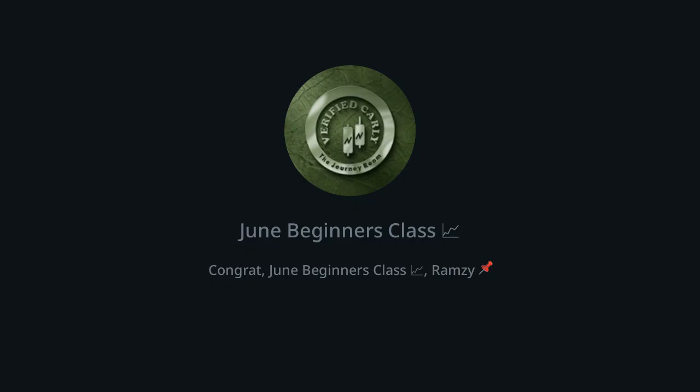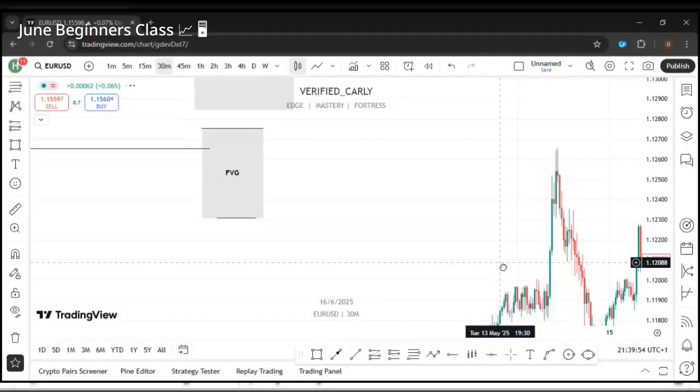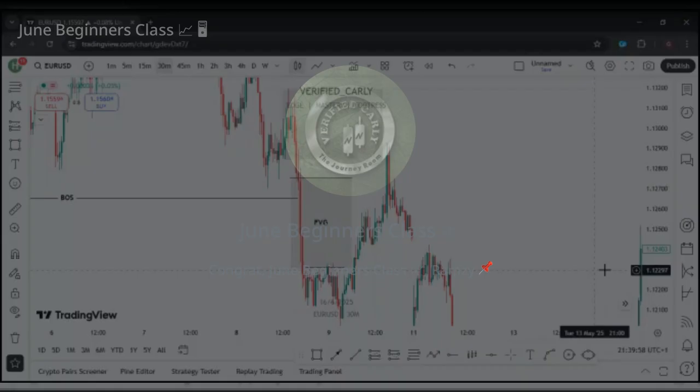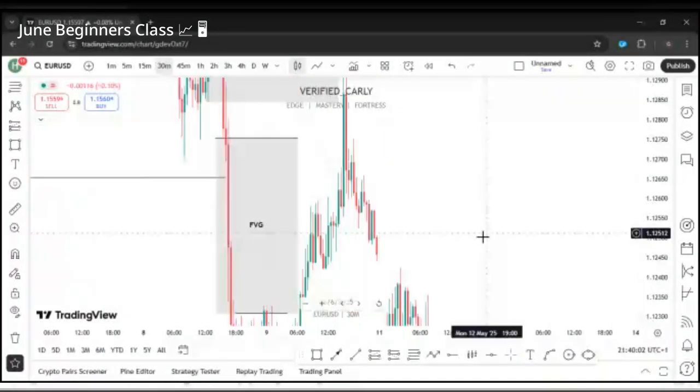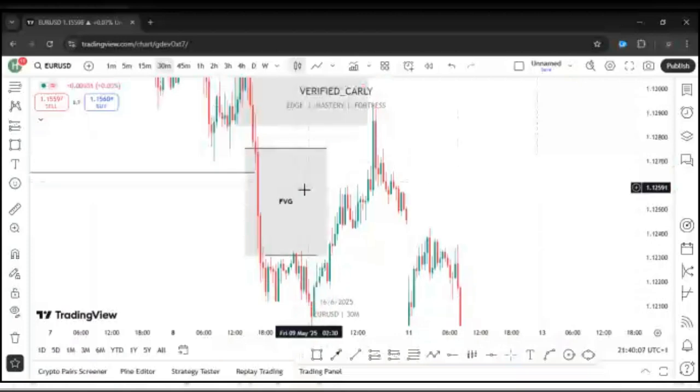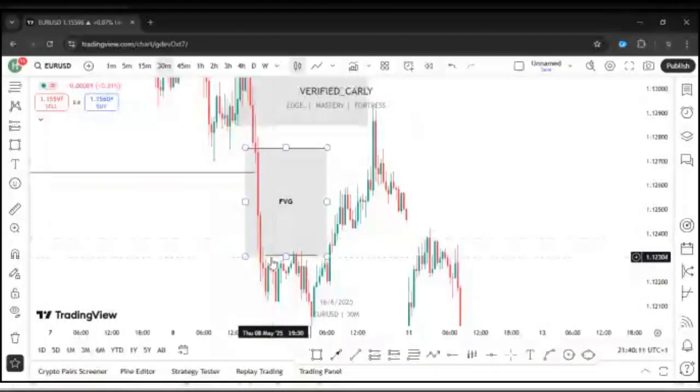Network is quite bad, but not that bad, because we can still manage it. So if you notice, this is an imbalance that price created in that time frame. It is quite big. You can just use this one to this one. So I use a higher time frame fair value gap.